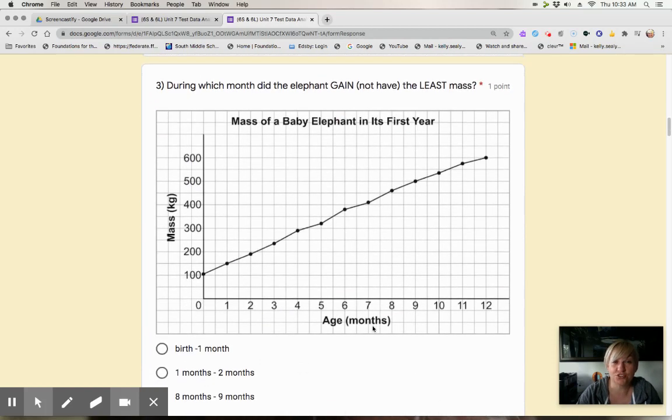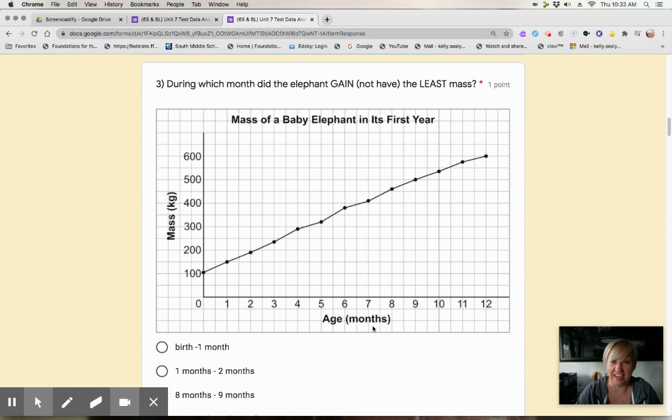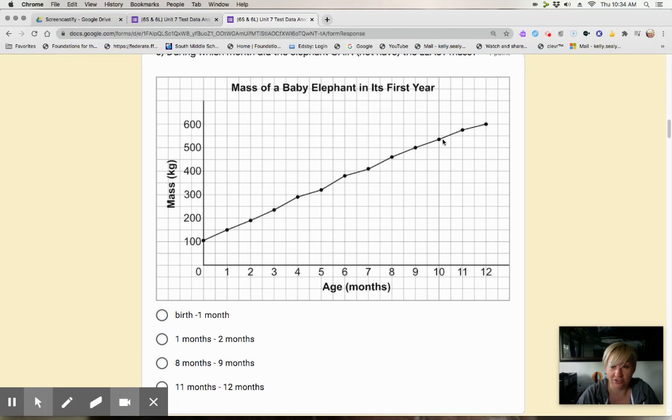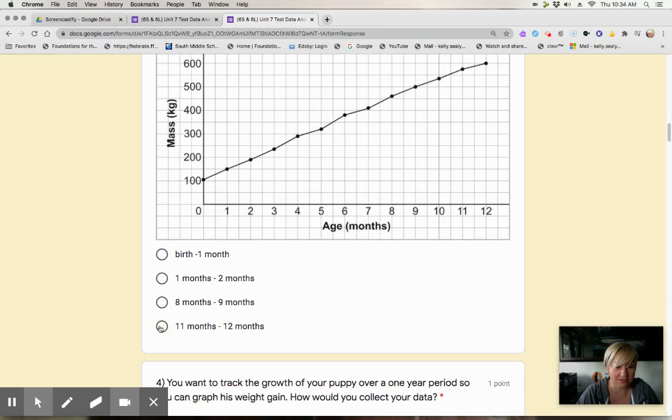Question 3 says, during which month did the elephant gain, not have, but gain the least mass? So for this question, we're looking for the flattest part of the section. So our choices are birth to 1 month. That's a little bit steeper than 1 to 2 months. 1 to 2 months is a little bit flatter. We go up to 8 to 9 months. That looks similar. And 11 to 12 months. That looks like the flattest section of the graph to me, 11 to 12 months.